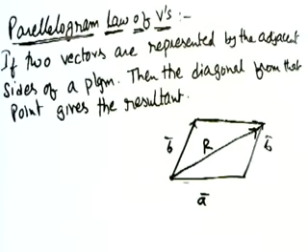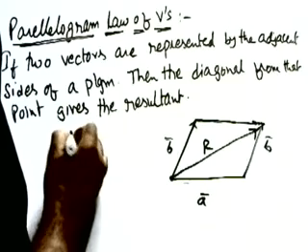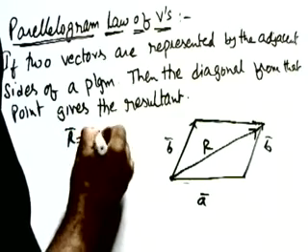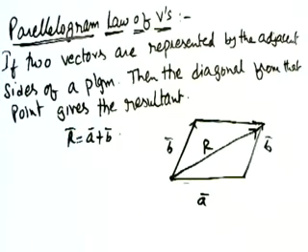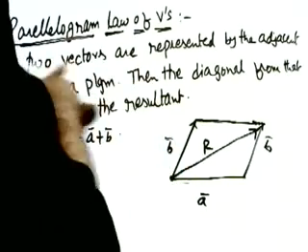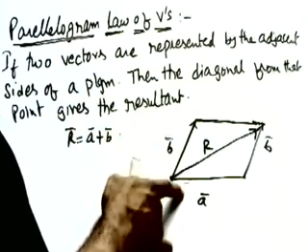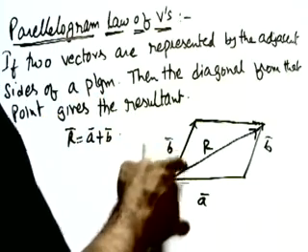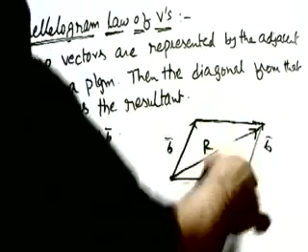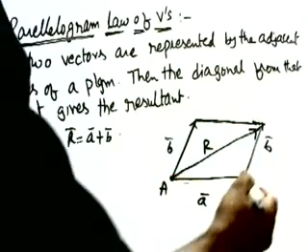The diagonal gives the resultant of A and B. Watch carefully. So R will be equal to A plus B. The resultant of A and B is R equals A plus B. Now you must learn this formula by heart, okay? So if two vectors are represented by the adjacent sides of a parallelogram, then the diagonal from this point gives the resultant.